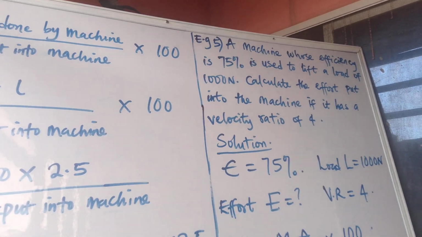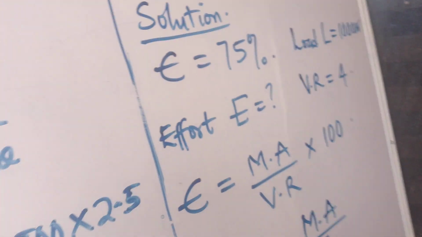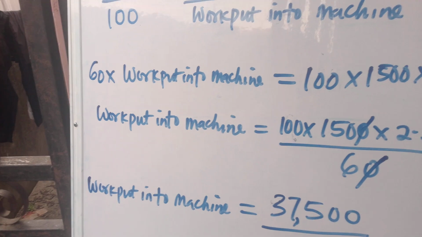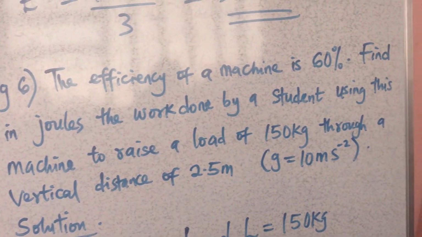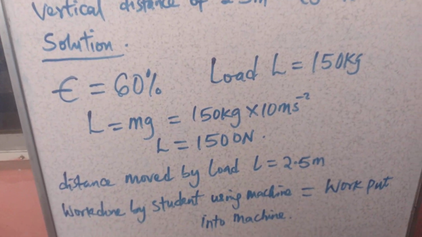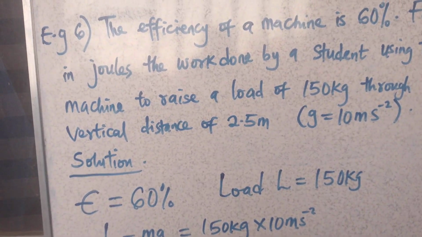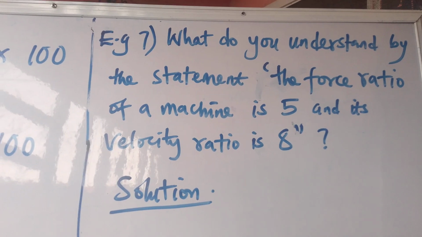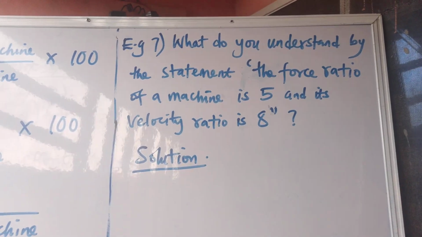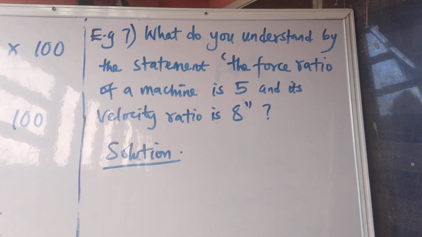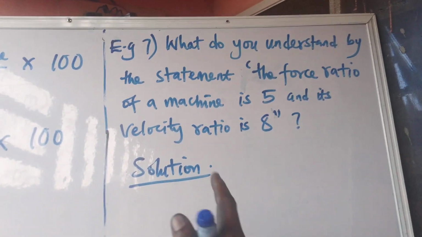So that is what we have solved in question number 5. Question number 6. Alright, we have another question on the board. It says, what do you understand by the statement: the force ratio of a machine is 5 and its velocity ratio is 8?